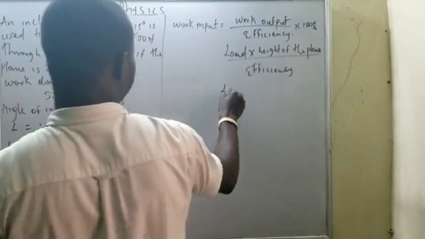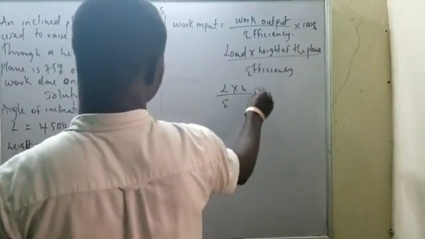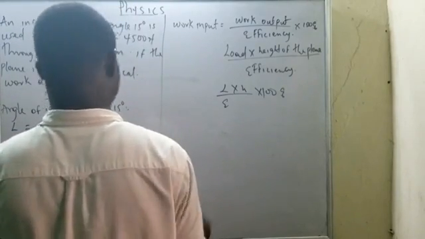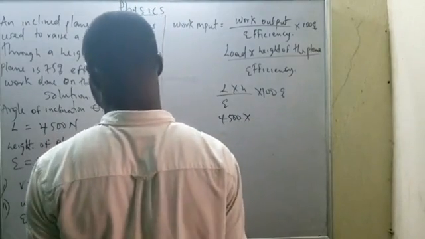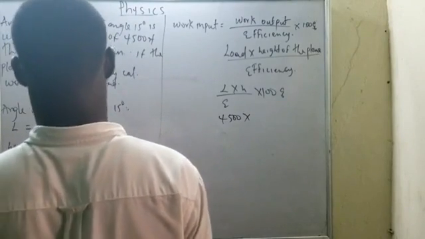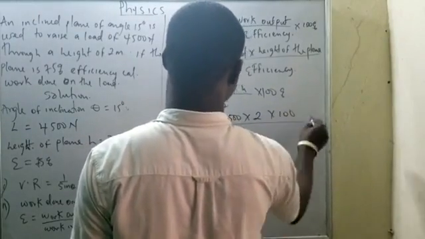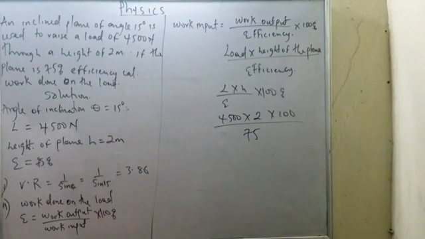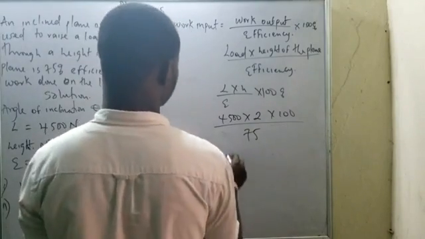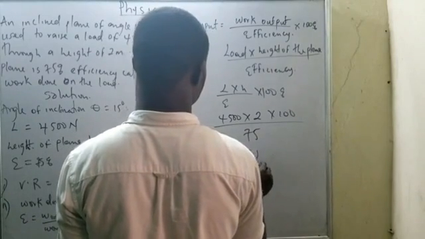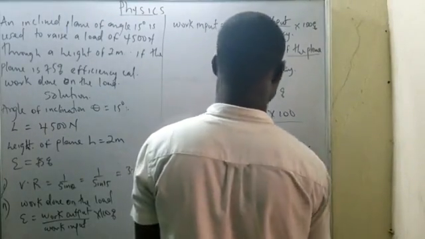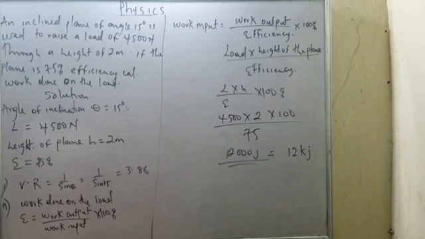So L times H divided by efficiency times 100 percent. My load is given as 4,500, multiplied by my height, which is 2, multiplied by 100, divided by my efficiency, 75. Using a calculator, it will be 12,000 joule. You can convert it to kilojoule, which is 12 kilojoule. Anyhow you want it. That is all about that.